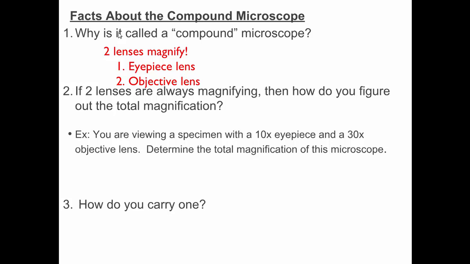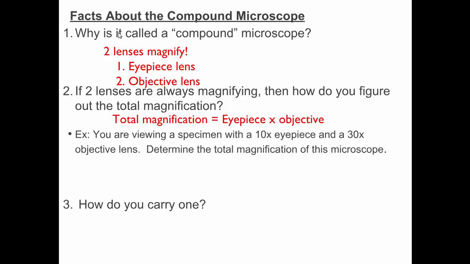Ali? 14x? No, it's not 14. Walker? 40x. Yes. We multiply the eyepiece and the objective lens power together. Because if you imagine, the image gets magnified here 4 times larger, and then that image gets magnified 10 times larger. So we multiply them for a total of 40 times. I meant that. I just didn't know.